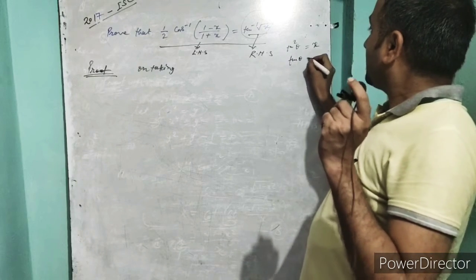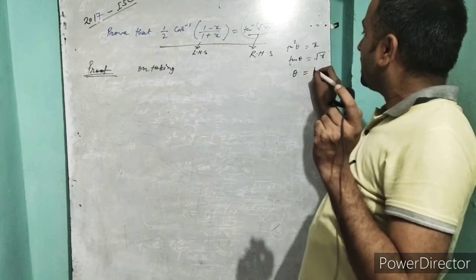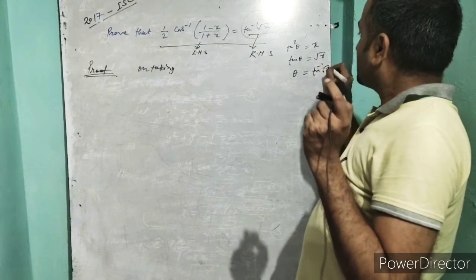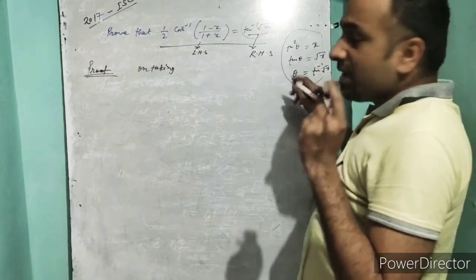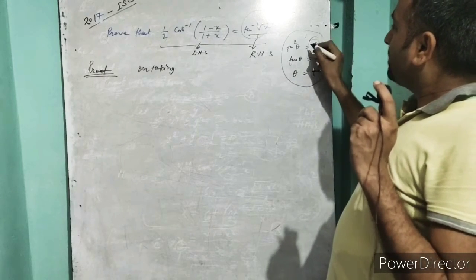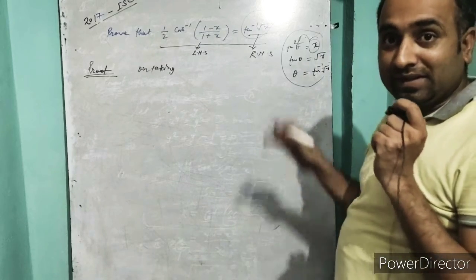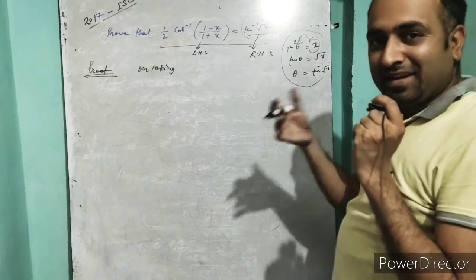Tan inverse root x, when will we get it? If tan square theta is equal to x, suppose. Is it clear? So what is the value of tan theta? Tan theta is root x. And what is the value of theta? Theta is tan inverse root x. That means at the place of x we will put tan square theta. Then we can get our answer. This is the trick. Directly you can solve it.